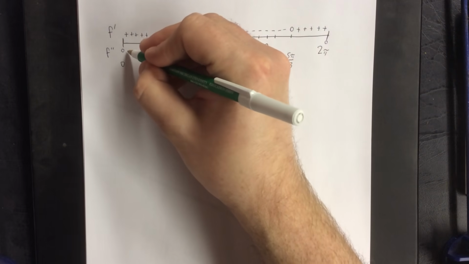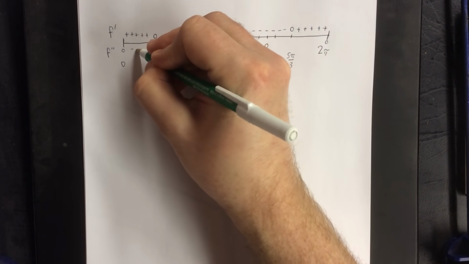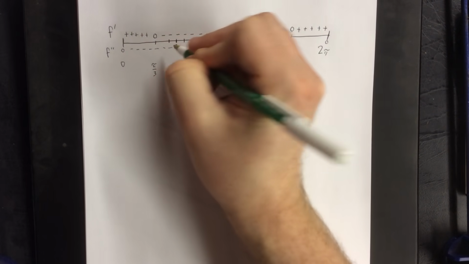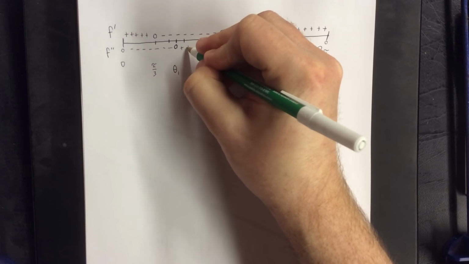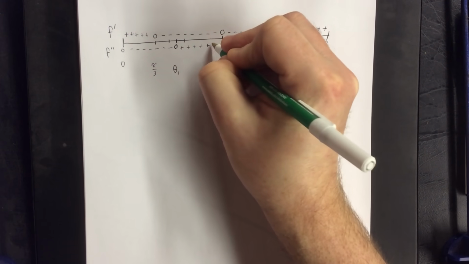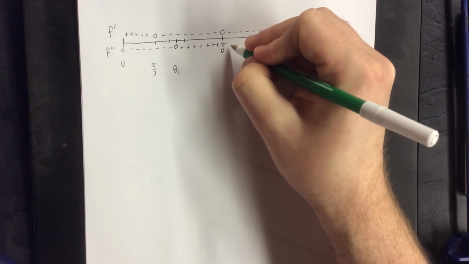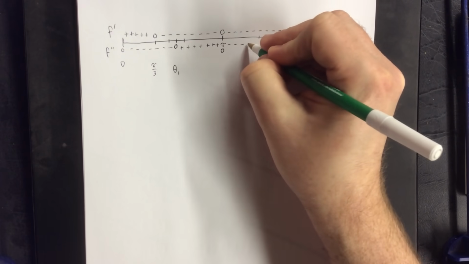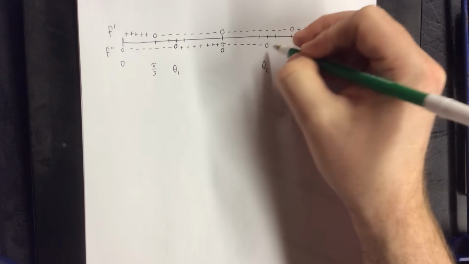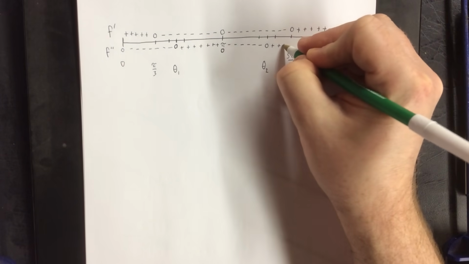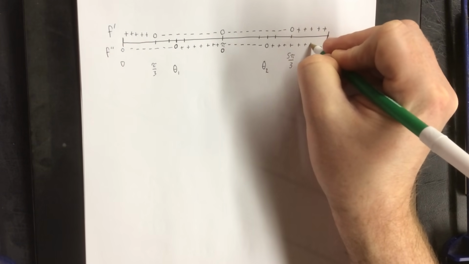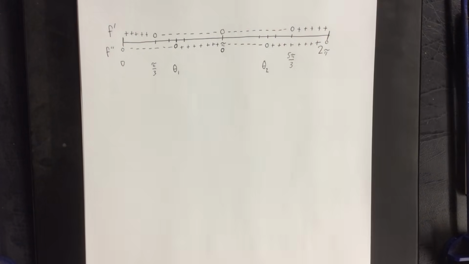It started off concave down until we got to theta 1, where it became concave up, until pi, where it became concave down, until theta 2, where it became concave up, until 2 pi, where it presumably would change back.